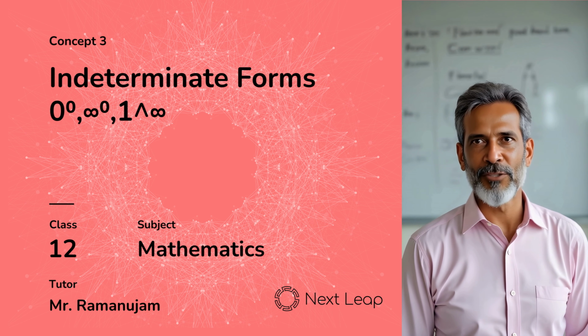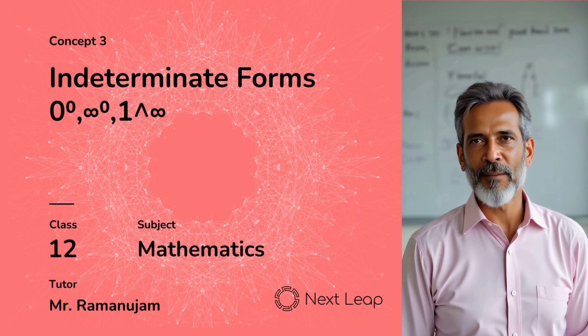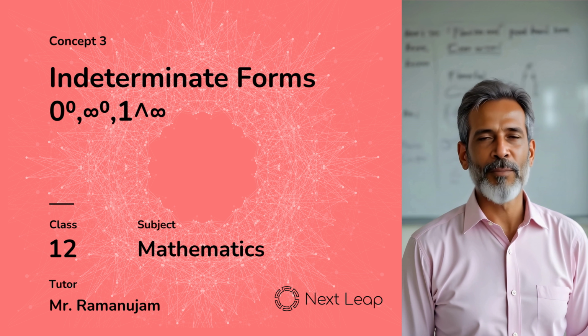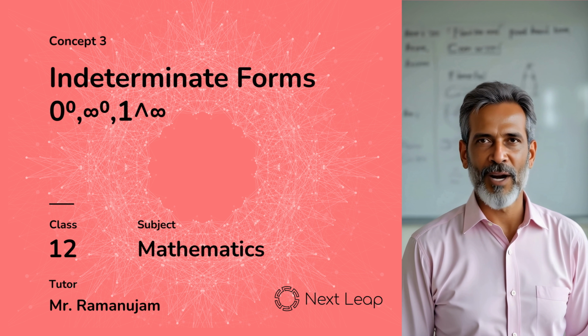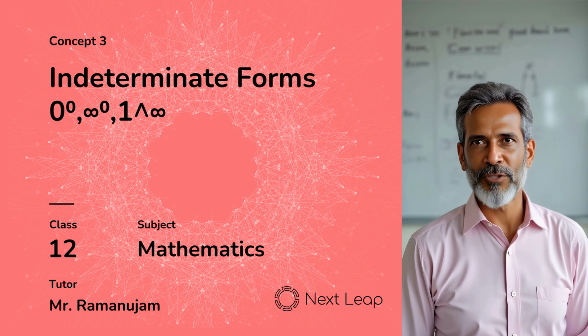Now, each of these looks pretty innocent at first sight, but trust me, none of them give you a quick or obvious answer. Depending on the functions involved, these forms might resolve to 1, or 0, or infinity, or even some surprising finite constant. And that's exactly why we call them indeterminate. They don't like to be pinned down until we use the right tools.